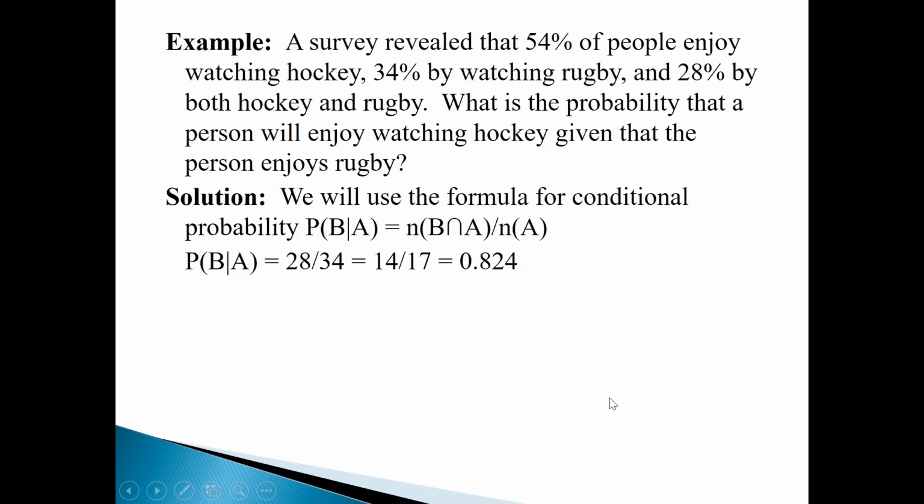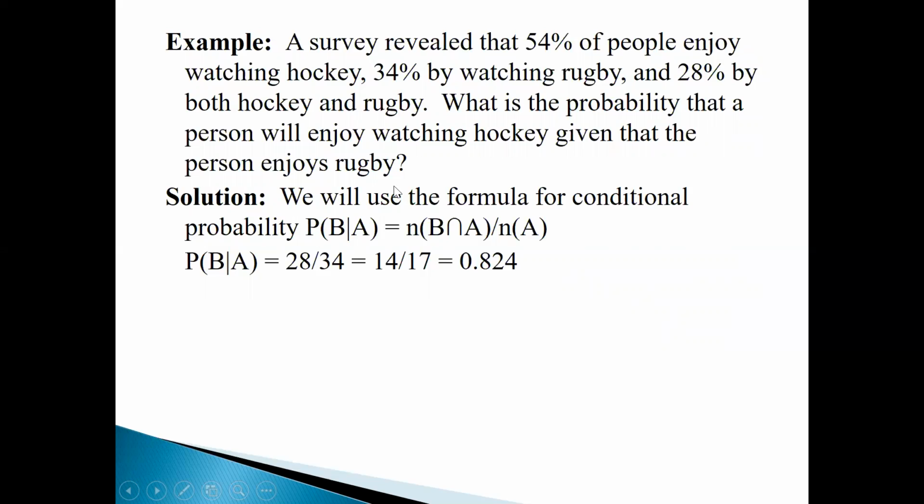All right, example. A survey reveals that 54% of people enjoy watching hockey, 34% watching rugby, and 28% both hockey and rugby. What is the probability that a person will enjoy watching hockey given that the person enjoys rugby? All right, so we have that given, which means we have a conditional probability. We want to find the probability of B given A.